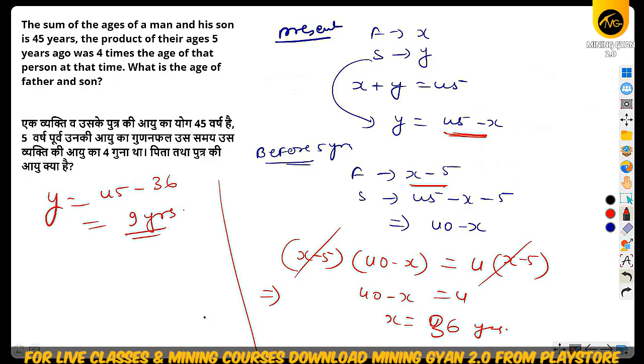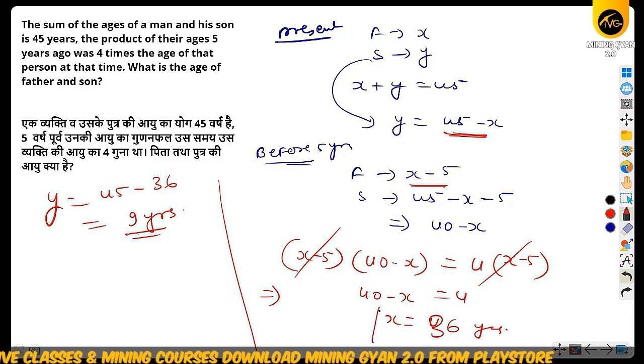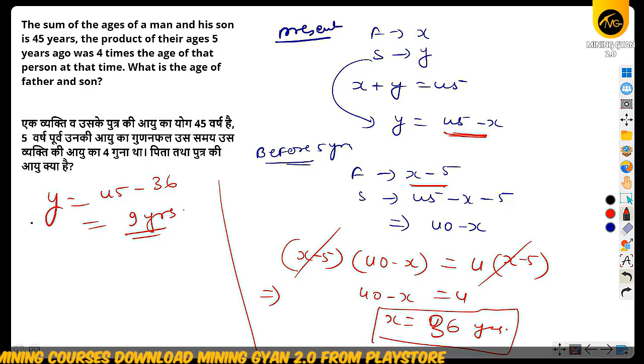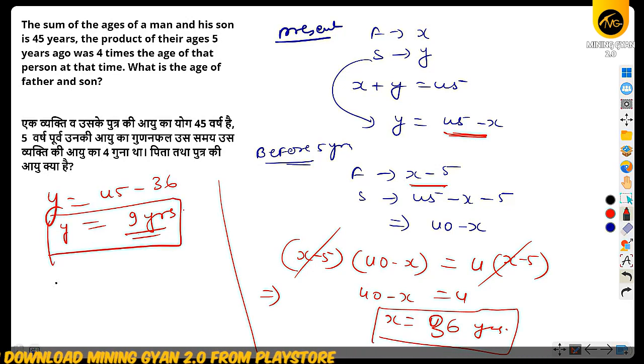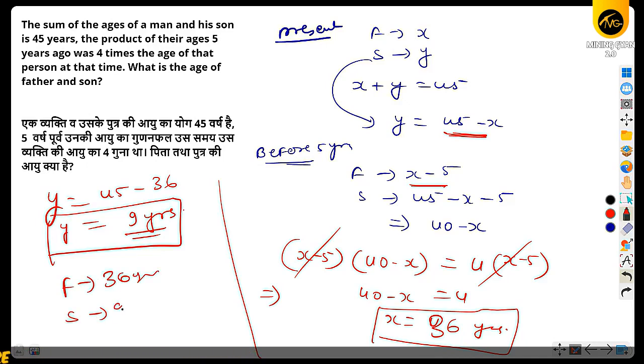Now what is the age of father and son? So just the value of y and x. So these are the answer. Father's age is 36 years old and son's age is 9 years old.